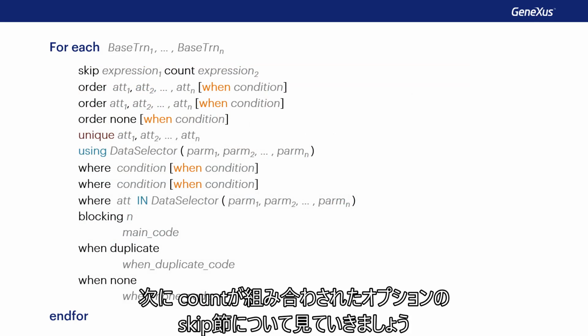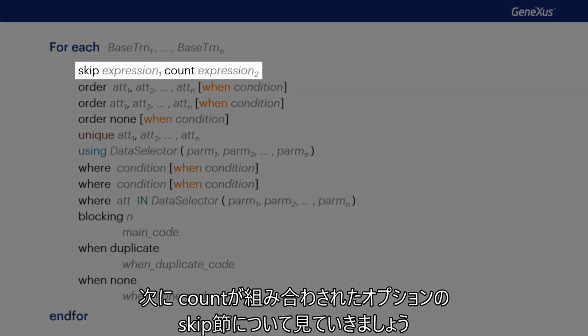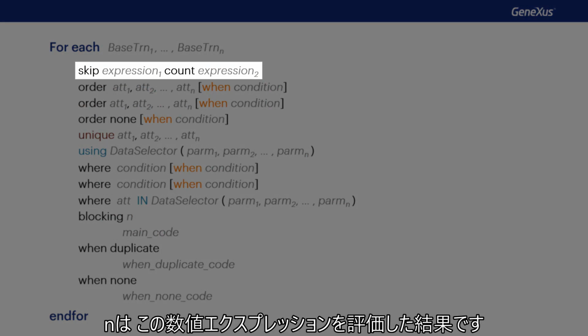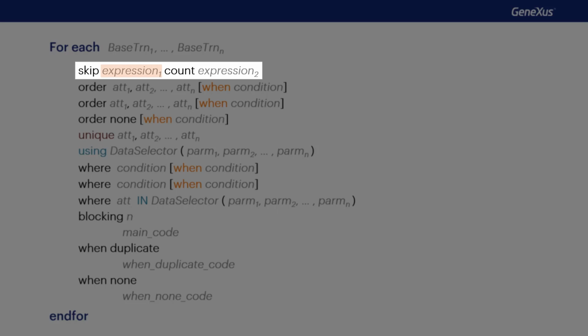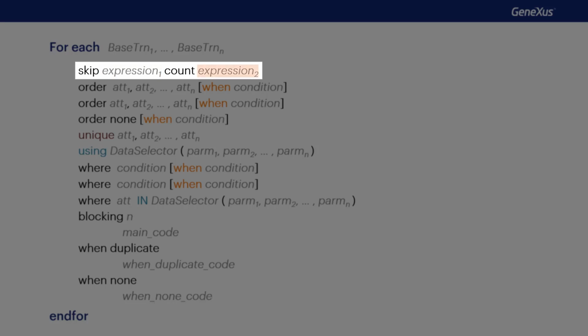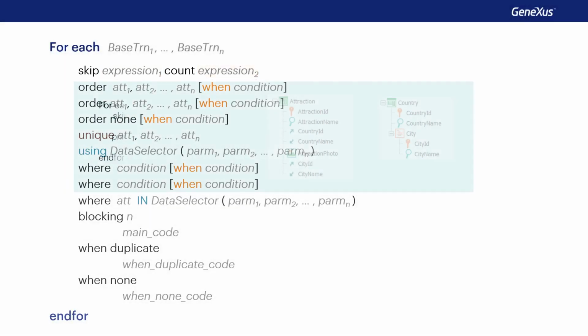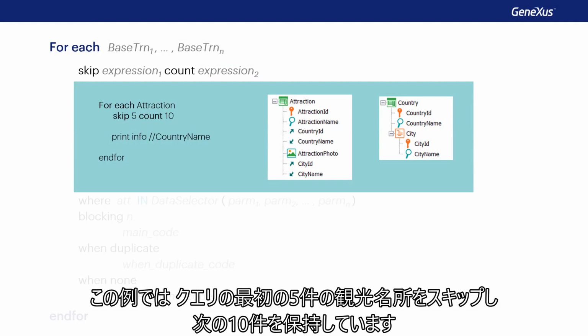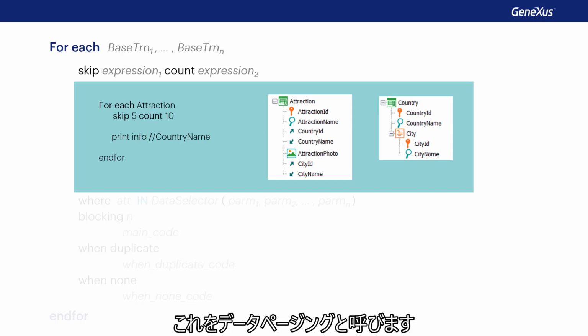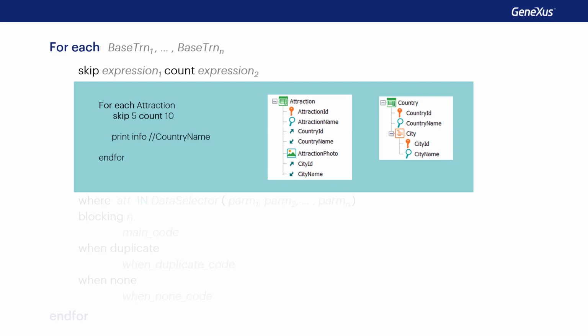Let's move on to the optional skip clause combined with count. It allows skipping the first n records, n being the result of evaluating this numeric expression, and from there, keeping the following m records, m being the result of this other expression. In this example, we skip the first 5 attractions of the query in order to keep the next 10. This is known as data paging.